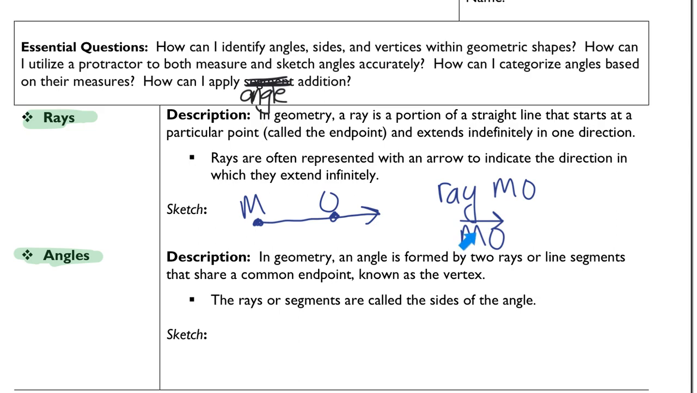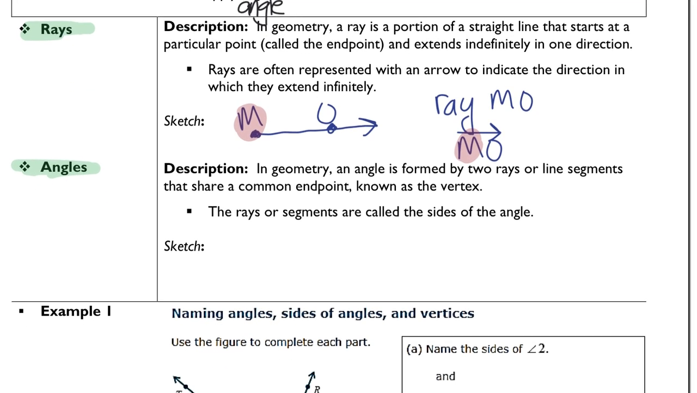Now it is important that M has to be first. Whatever was here first has to be there first as a letter. So if O was swapped with this, I would have to start with O. So this is ray MO because it has to always start with this starting point, or what we call an endpoint. We call it an endpoint because it comes from forever here and then just stops. But I like to think of it the other way, where it starts here and goes forever the other way. But that's my personal preference. So that is a ray.